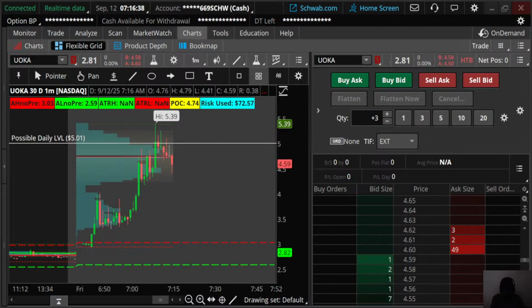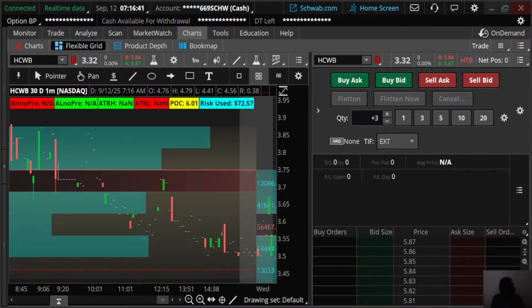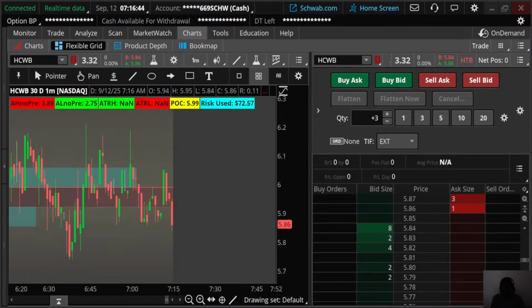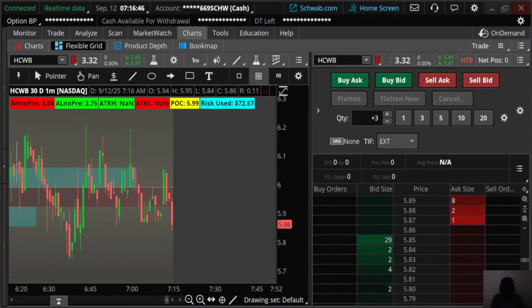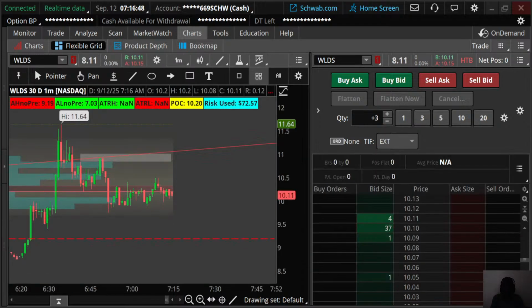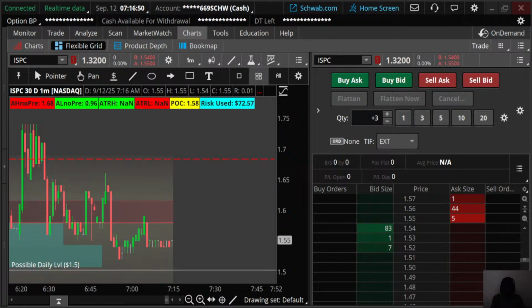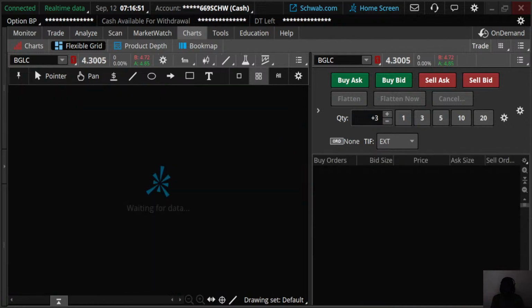UOKA, 12 million shares traded, getting away from that $5. HCW, this one's tightened up. Never did reach 10 million shares on WLDS.